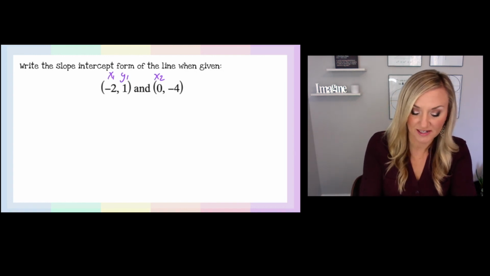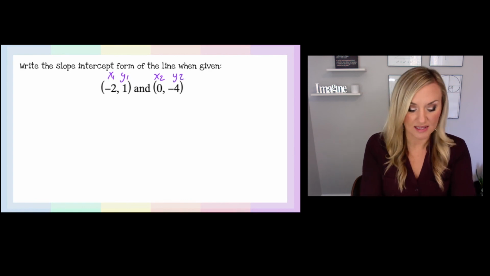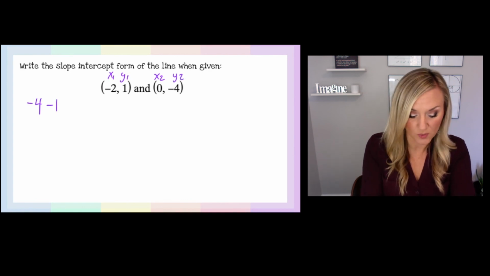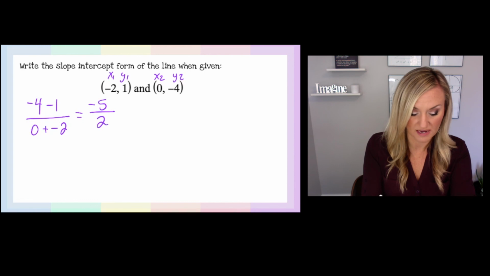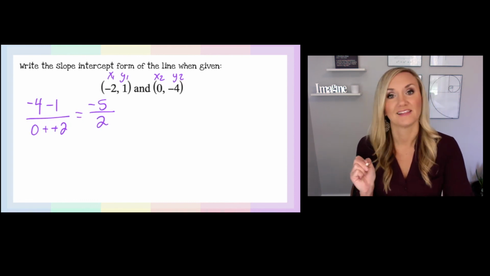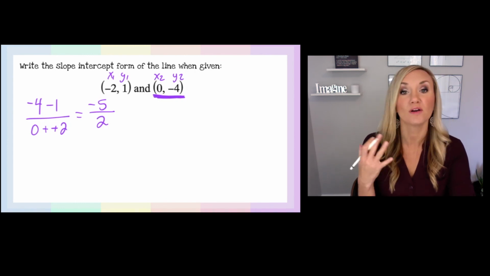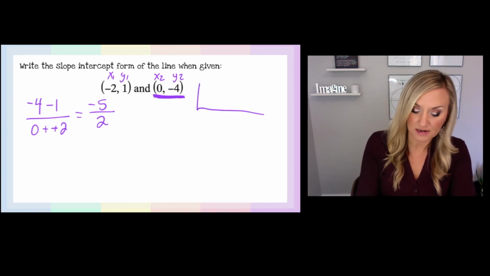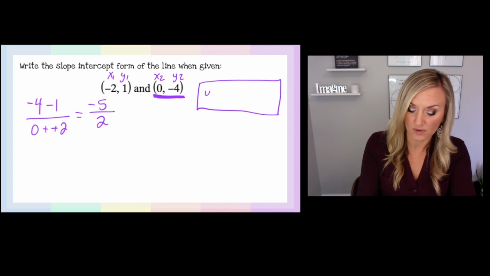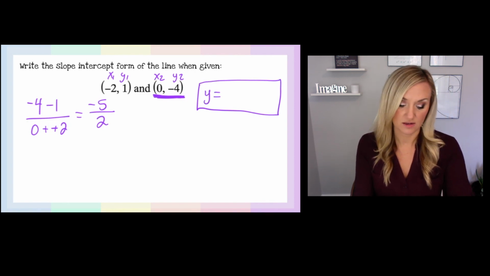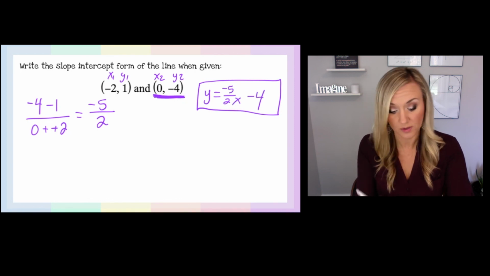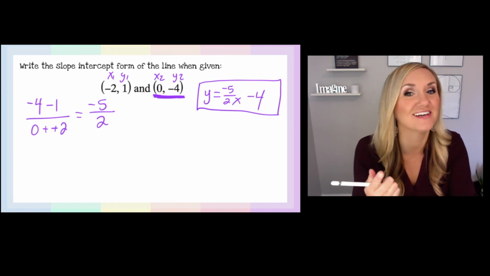x1, y1, x2, y2. And so the slope is -4 minus 1 over 0 minus -2. So I have -5 over 2. All right, so I noticed though right here (0, -4), that's my y-intercept, -4, so I can already set up my equation to say that the line is y equals -5 over 2 x minus 4, but for fun, let's prove it.